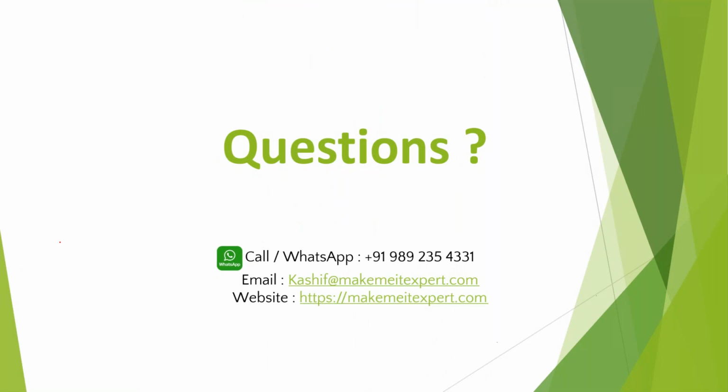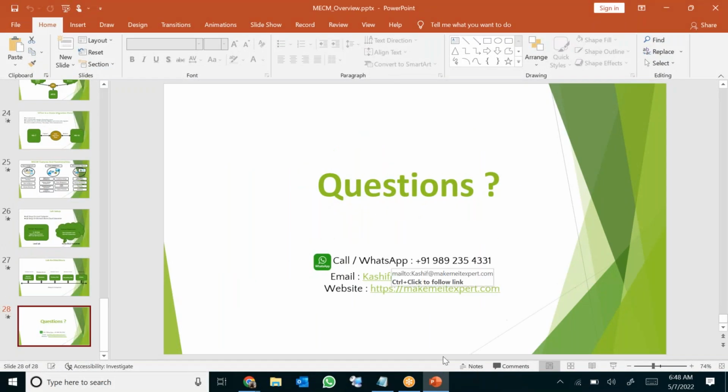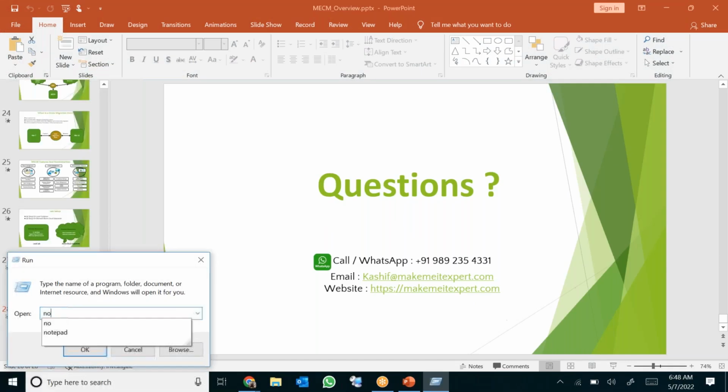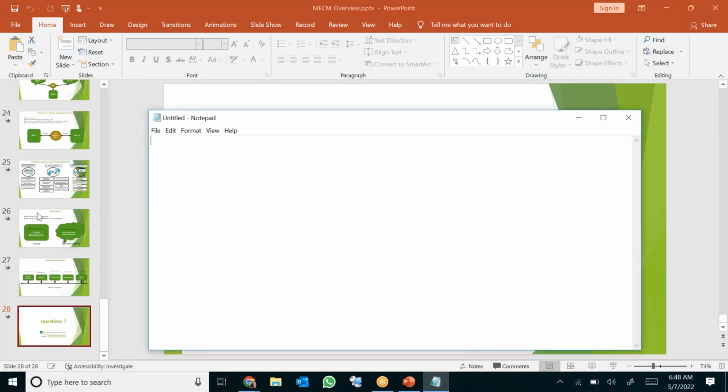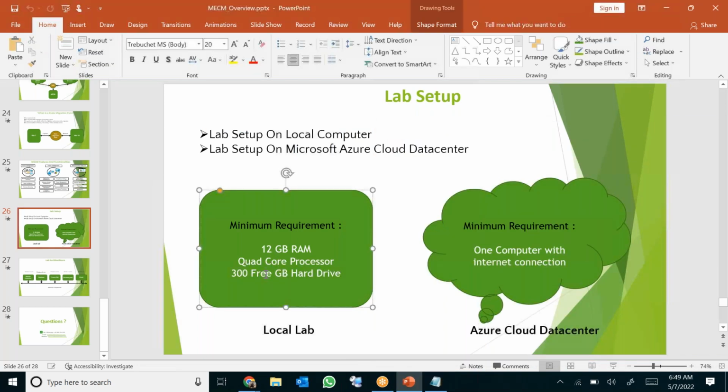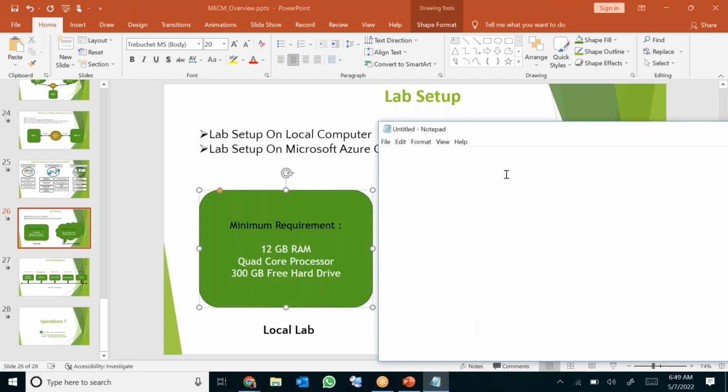Now I would like to know who all are going to set up the lab on a laptop. So we have the minimum requirement for the local lab. As you see on the left hand side, we have 12 GB RAM, quad core processor, and 300 GB free disk space. You need to have at least 300 GB free disk space.